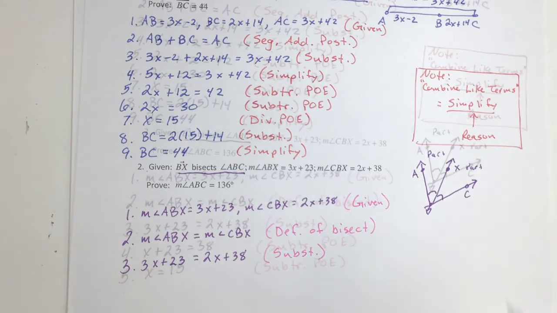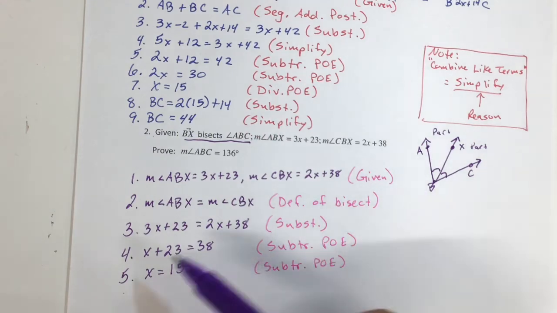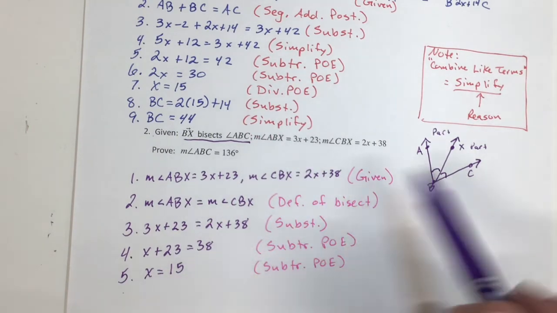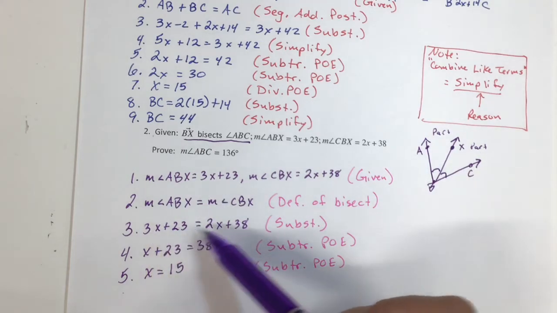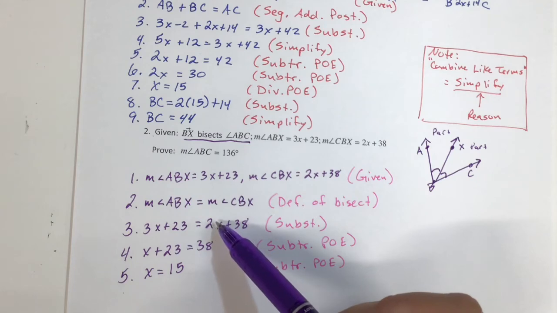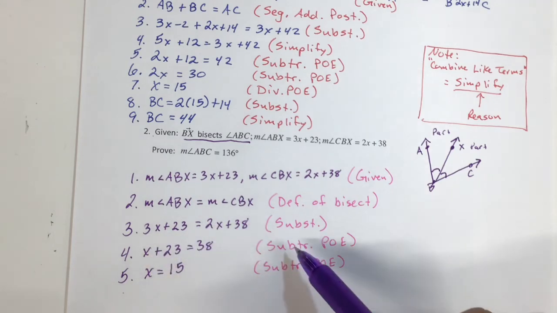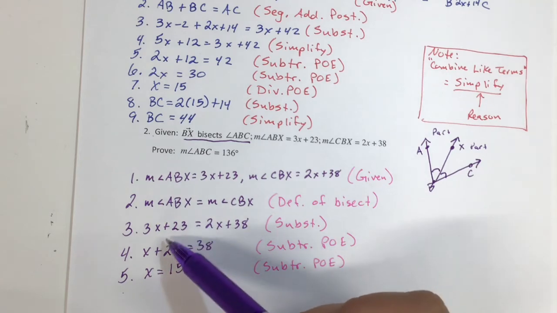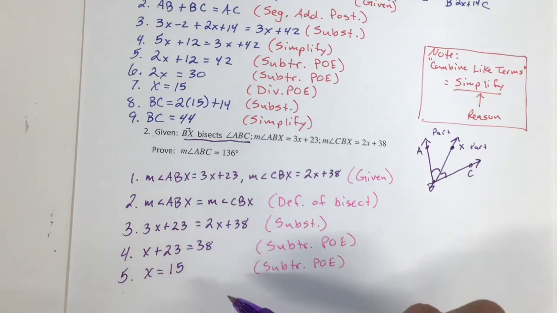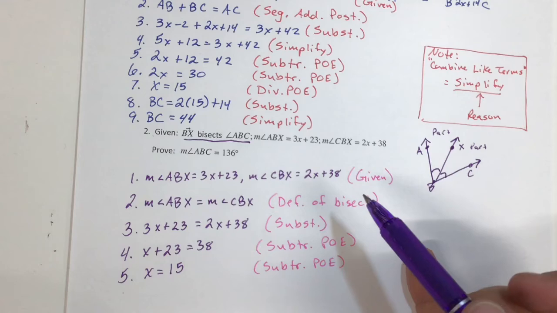Okay, this is what we should have. Okay, we should get x is 15. Again, that's not what we're trying to prove, but that is what we are getting for x. Because when I take this equation, the first thing I chose to do is subtract 2x from both sides, giving me x plus 23 equals 38. Then I will subtract 23 from both sides, giving me x is 15.